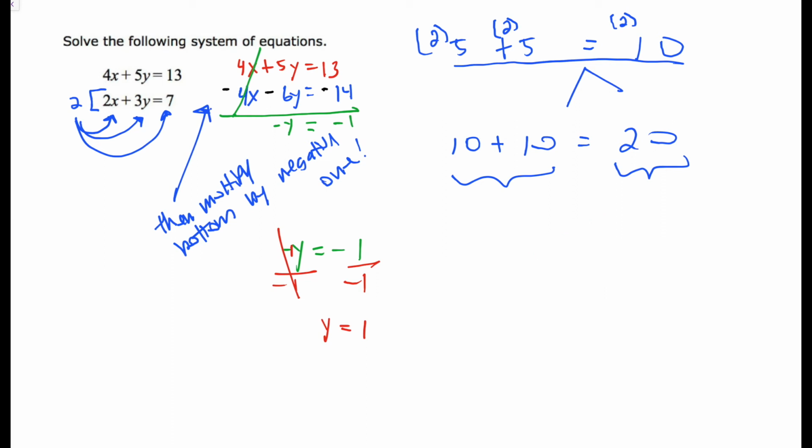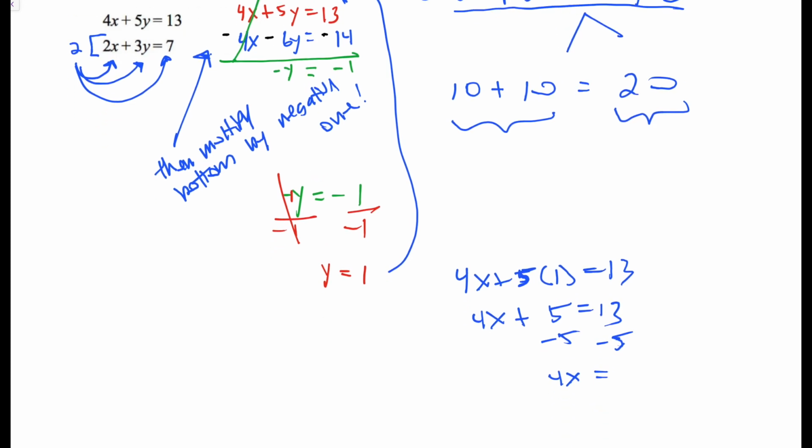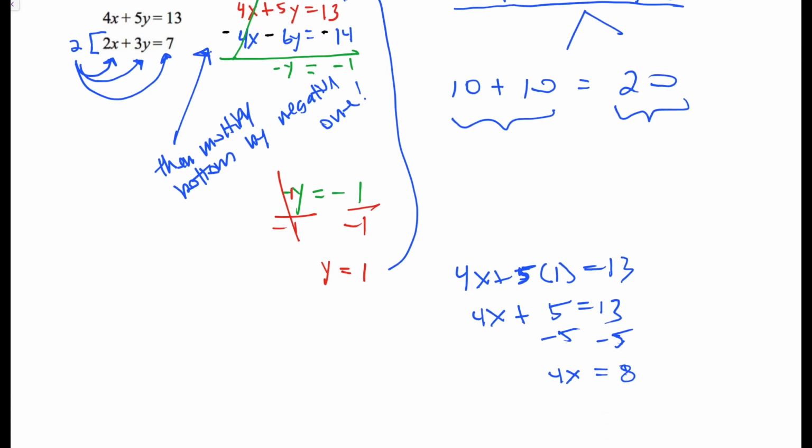Okay. So once I get y equals 1, what do I do with that? Perfect. Plug it back in. So 4x plus 5 equals 13. 4x plus 5 equals 13. All right, and then minus 5 minus 5. 4x equals what? 8. All right. Divide by 4. Divide by 4. X equals what?